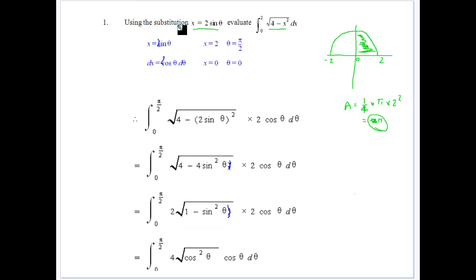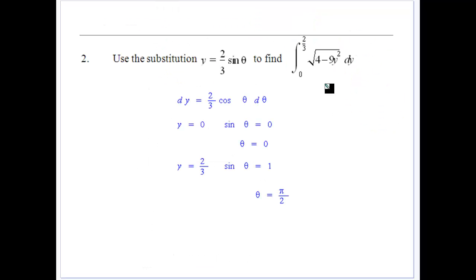And that would be okay. If you're told to use the substitution, you have to do that. But if you're just told, evaluate that, be wary. That's a square root of 4 minus x squared, which gives you the semicircle, and you can do it that way. That's quite legitimate. Let's have another look at another one where we're using the substitution.